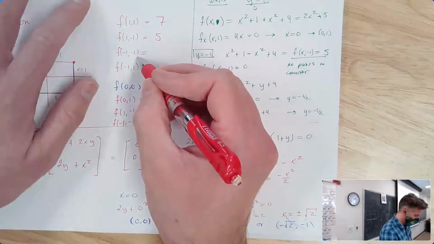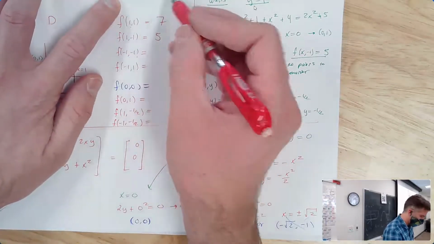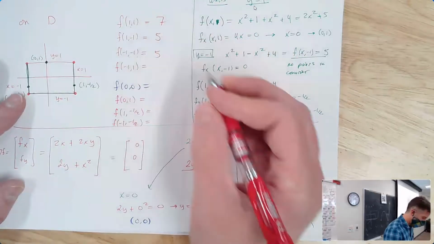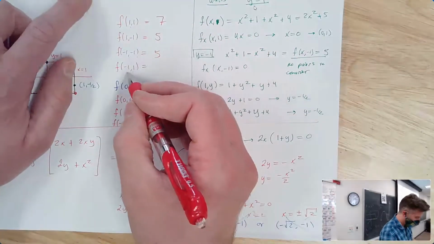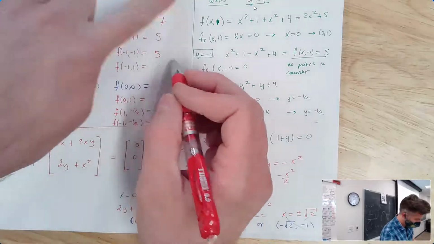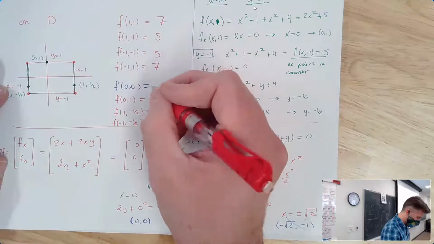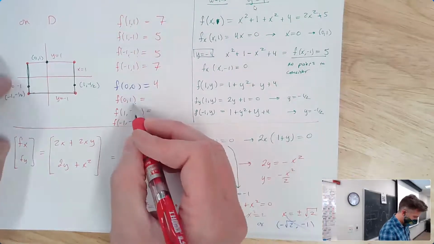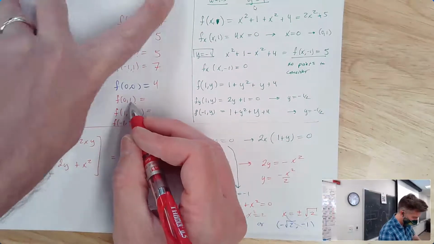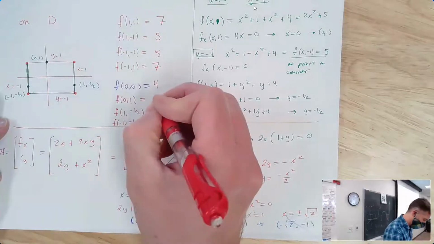f(-1, -1) should be 1 plus 1 minus 1 plus 4, which is going to be 5. f(-1, 1) is going to be 1 plus 1 plus 1 plus 4, which is 7. f(0, 0) is 0 plus 0 plus 0 plus 4. f(0, 1) is going to be 0 plus 1 plus 0 plus 4, which is 5.